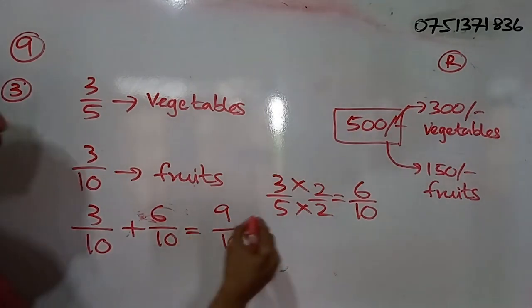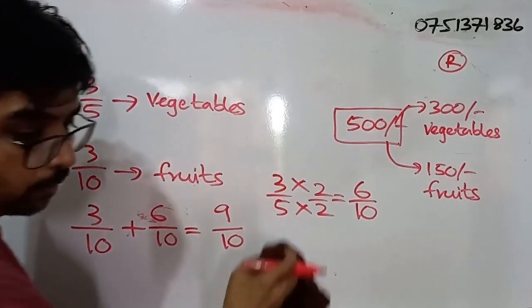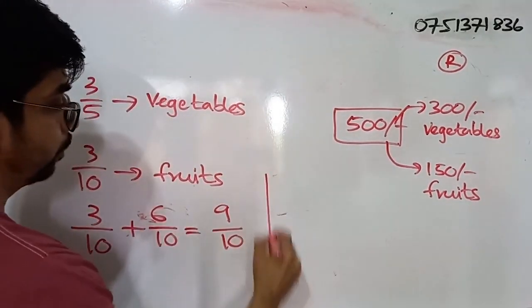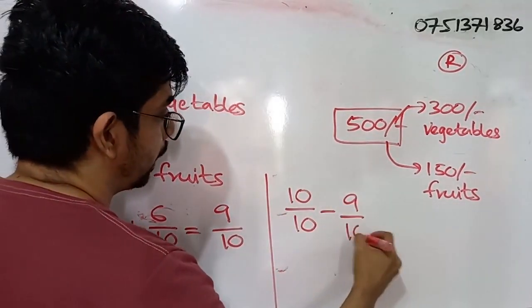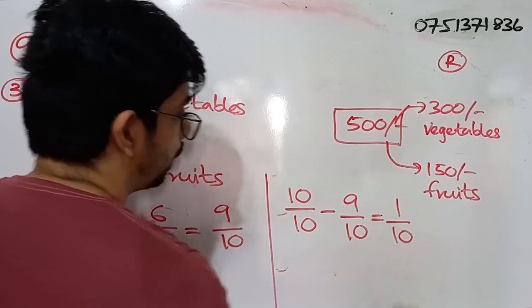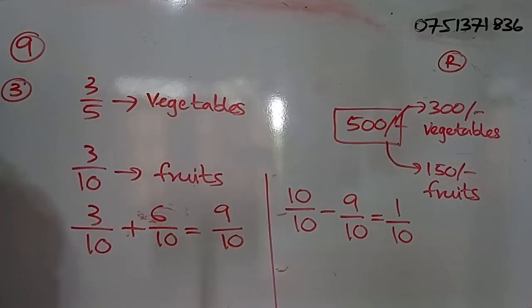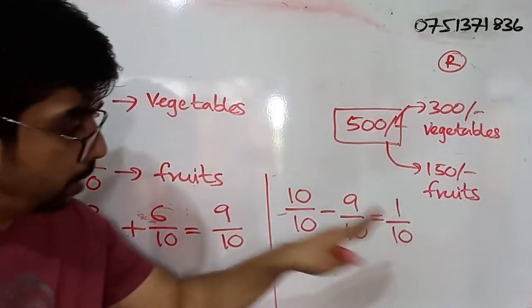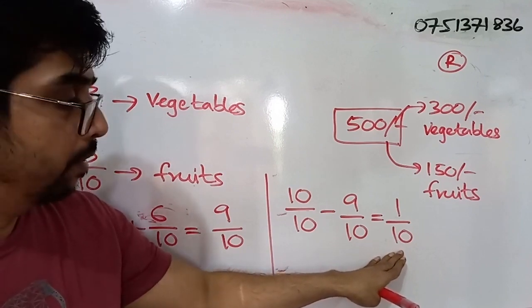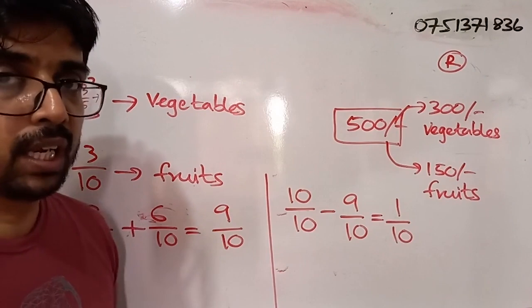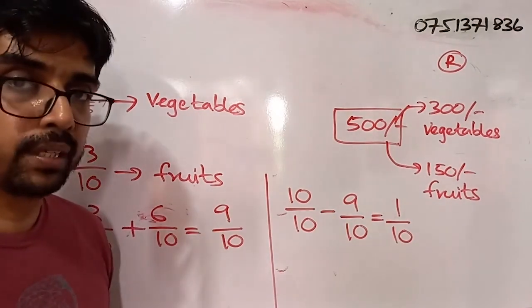What is the remaining amount? How will we calculate it? From 10 by 10, we subtract 9 by 10. Then what will be the answer? 1 by 10. So what is the amount that she actually tried to save? A quarter. So what is the amount finally she had saved in real life? 1 by 10. So she couldn't do it.